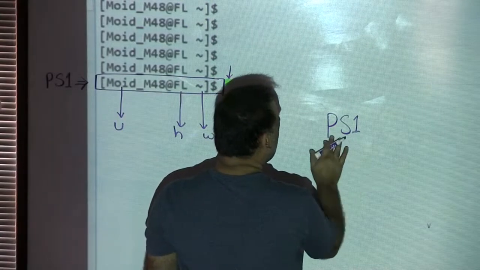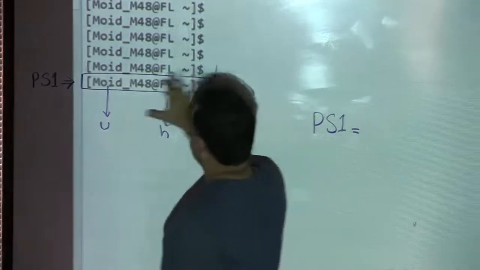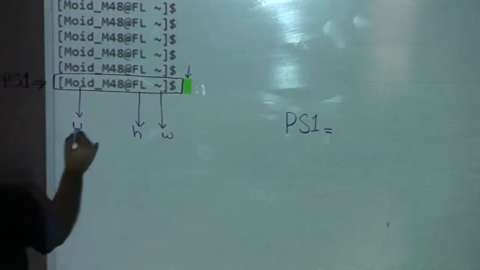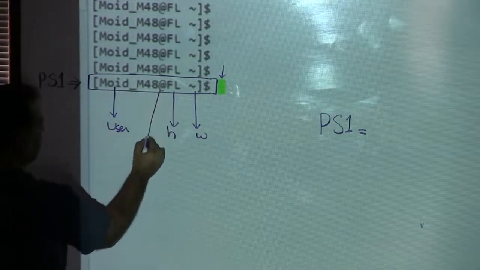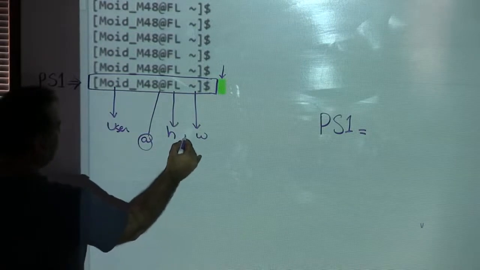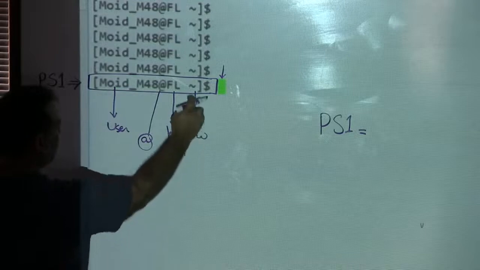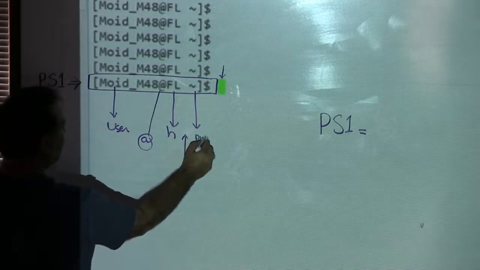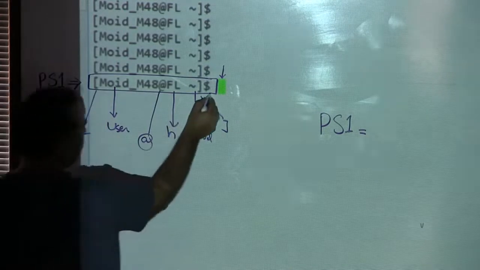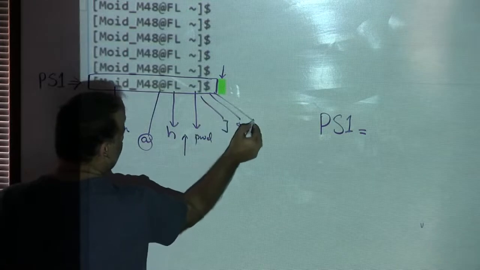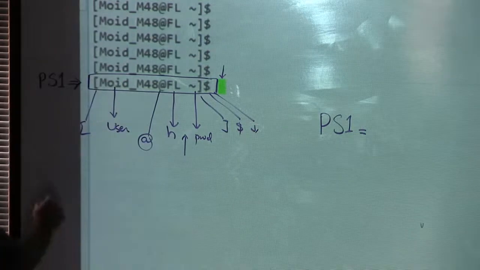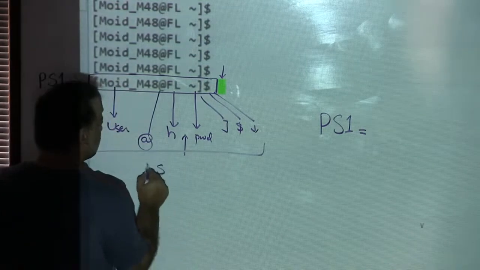PS1 is equal to, I don't want all of this junk, it is covering most of my screen. So here I'm saying the user, and then at, and giving the host name, and then there is a space here, and then this is giving me the present working directory, and then it is beginning with this, and then it has the dollar at the end, and it has the extra space at the end here. So combined, all this is what my PS1 is.